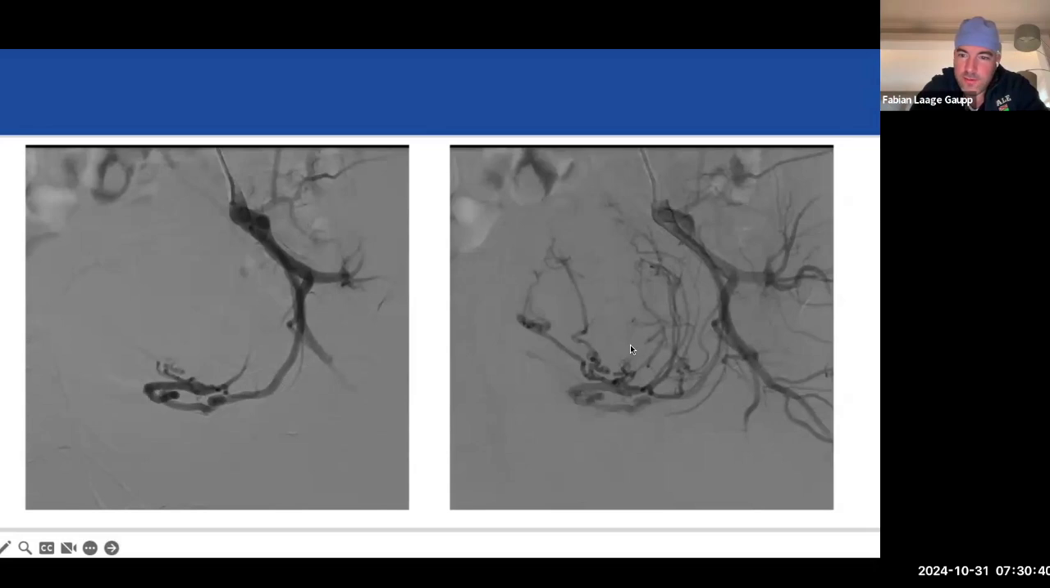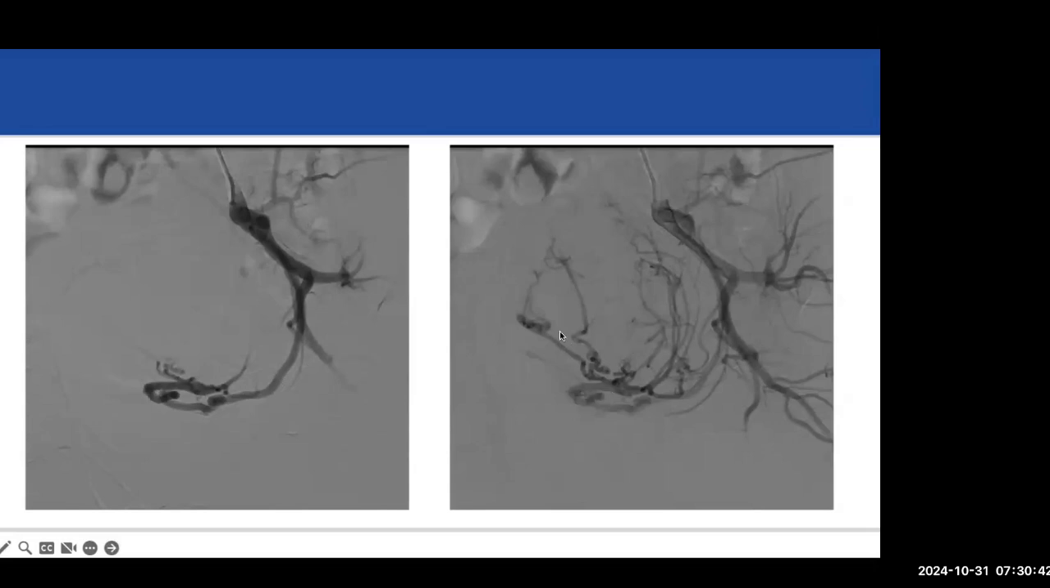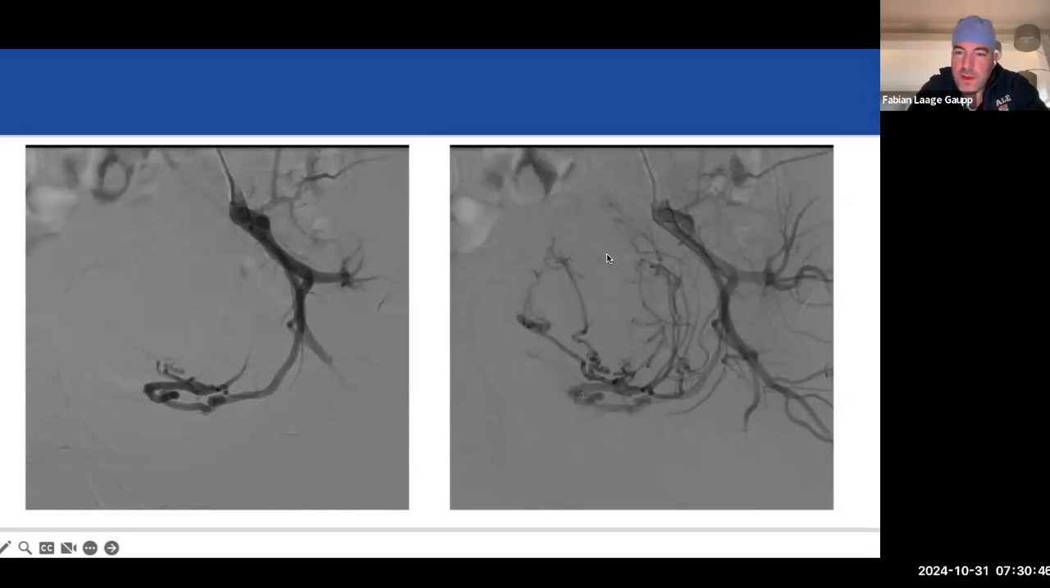So this is early arterial phase. This is a little bit later. So you see how all of these branches here are supplying this large fibroid uterus. So now how deep do you want to get into this uterine artery?